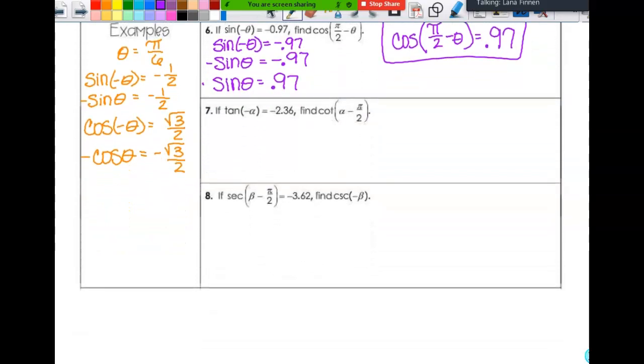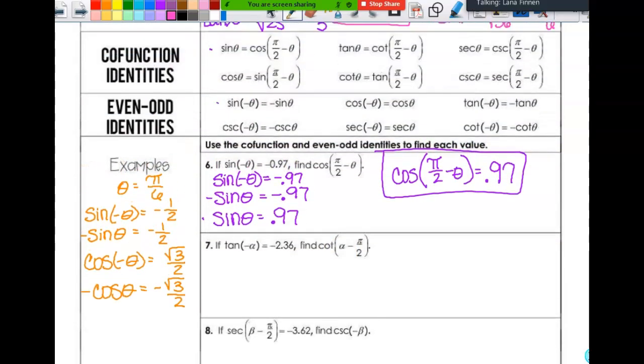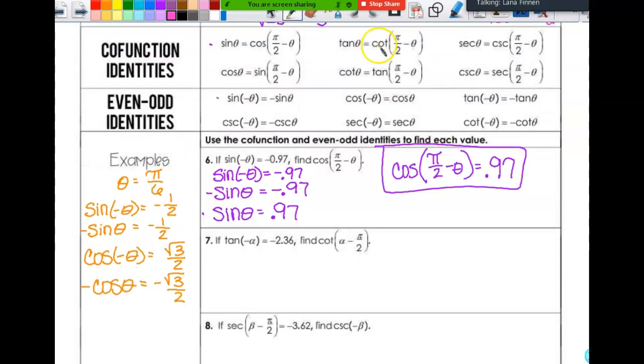Okay, so now let's look at number 7. I have tangent of negative alpha equals negative 2.36, and I want to find cotangent of alpha minus pi halves. I think that looks like something I just did that I know is on my chart. So I'm going to go back up here and find cotangent. Besides the fact that this is alpha and this is theta, what else is different about these? They're flipped. It's not exact, but I feel like they're similar enough that if I could get here, I could probably get there. So I want to get here. In order to get here, I have to find tangent. I don't have tangent, I have tangent of negative alpha, but I feel like I have a plan. Does that make sense? I'm going to take my tangent of negative alpha.